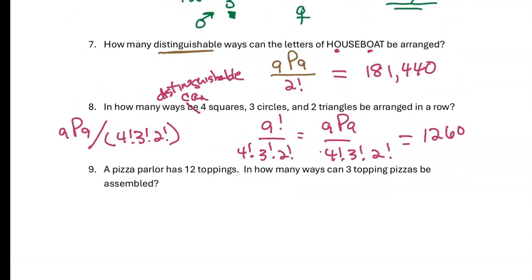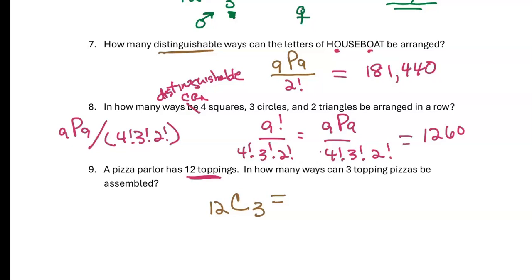Okay, this is our last problem. A pizza parlor has 12 toppings. In how many ways can 3 topping pizzas be assembled? Okay, so it doesn't matter the order you put your topping on. So this is 12 choose 3. So let's see what we get there.